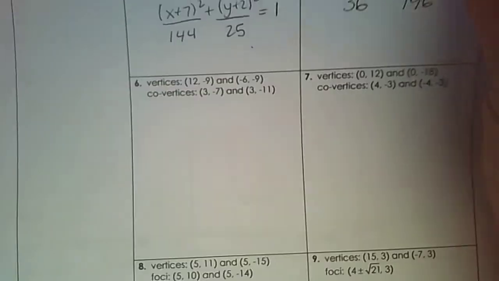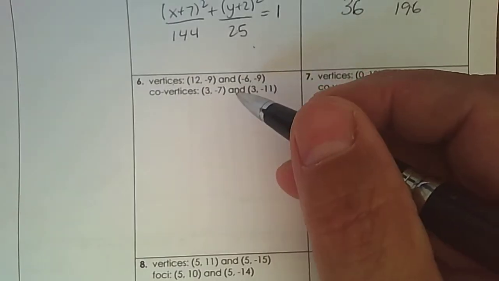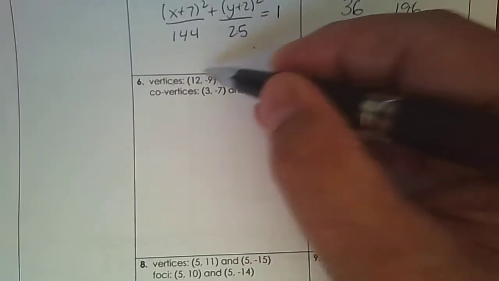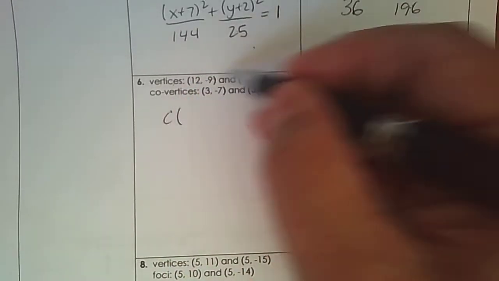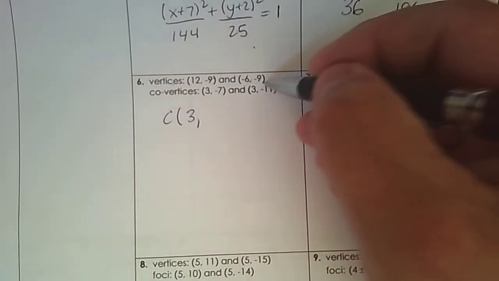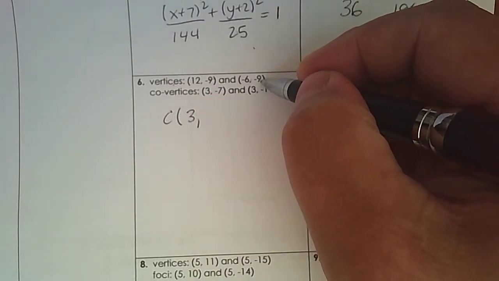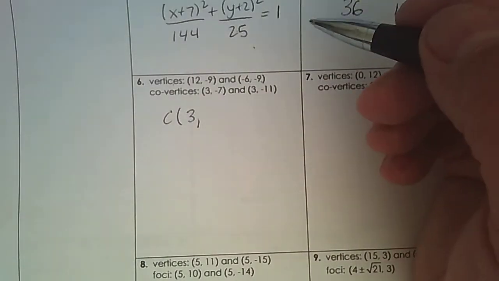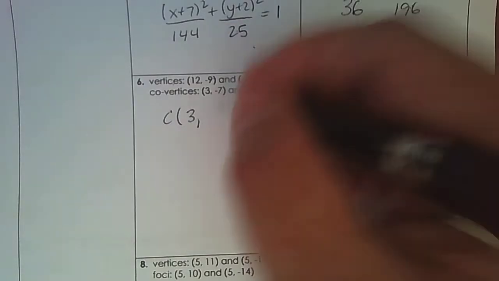Number 6. Let's see what's given. So the major vertices are given. Now notice which one stays the same and which one changes. Because the x changes, it's horizontal. So first of all, I want to find the center. So add them. 12 and negative 6 is 6, divided by 2. Negative 9 and negative 9 is negative 18, and if you divide it by 2, it is negative 9.